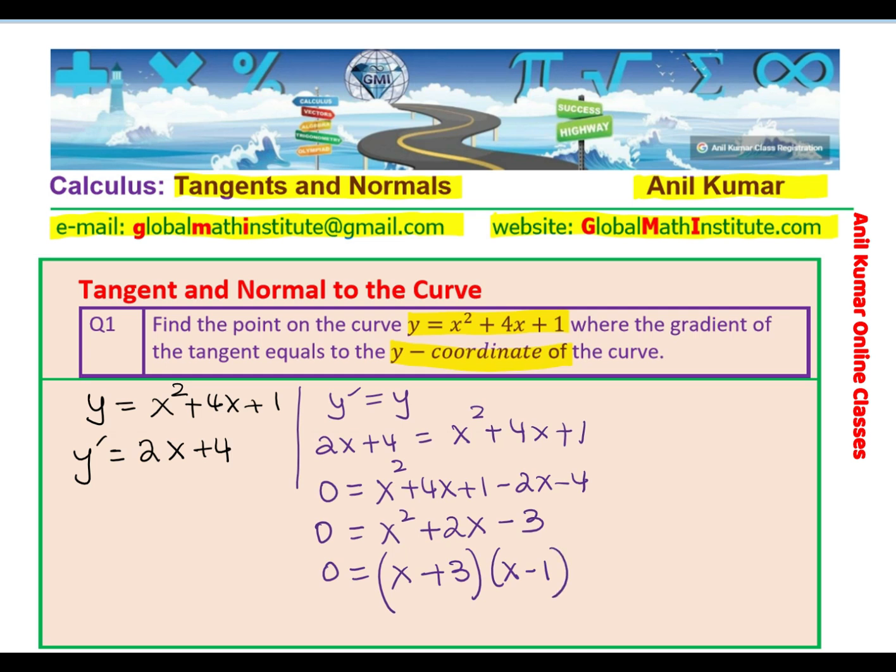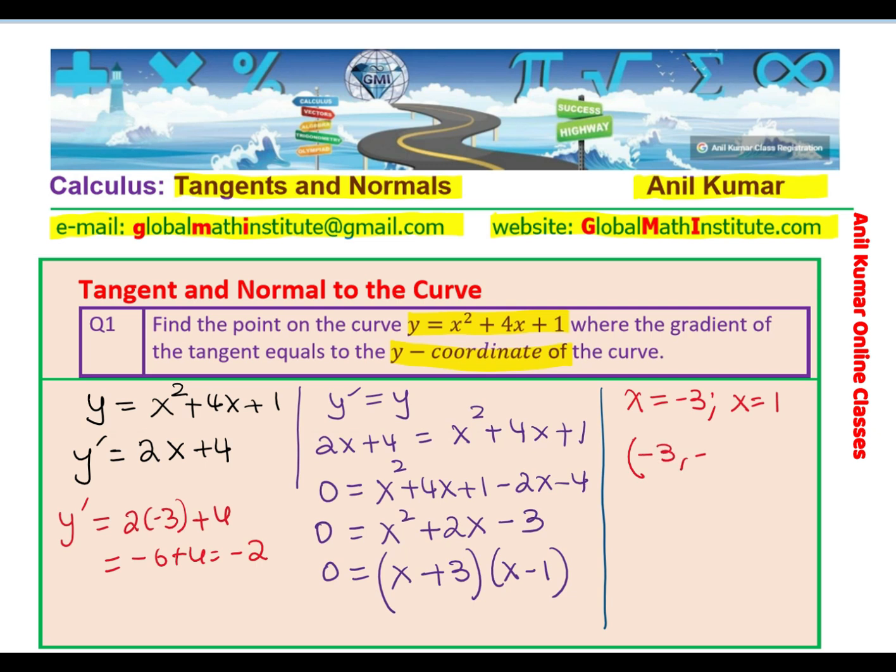Correct. Now, this quadratic equation provides two solutions. One is x equals minus 3, and the other one is x equals 1. You get the idea. So we get 2 points. Well, let's find the y values of these, right? So y value same as the derivative, right? So let's plug in at minus 3. So 2 times minus 3 plus 4 gives you minus 6 plus 4, which is minus 2. So one of the points is minus 3, minus 2, correct?